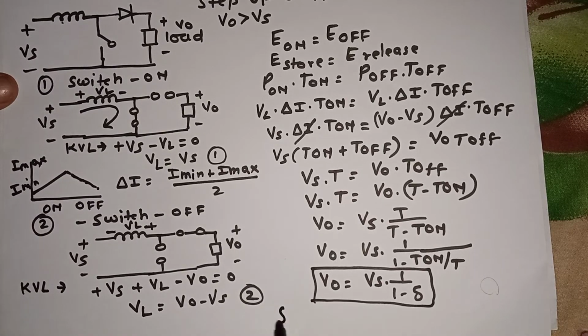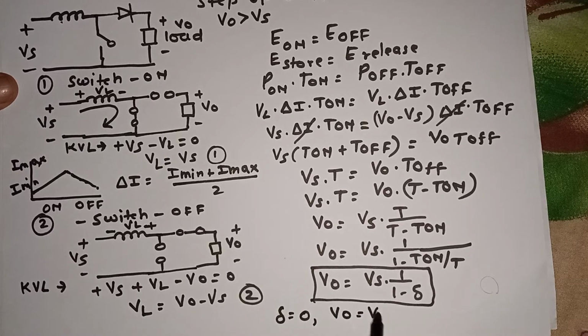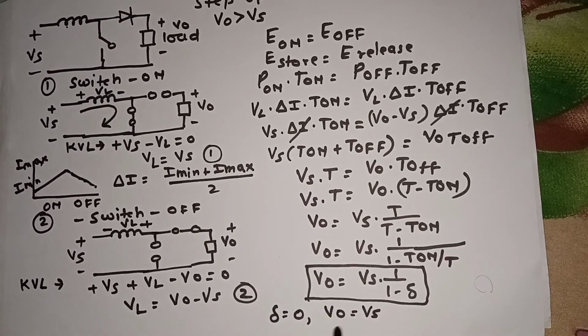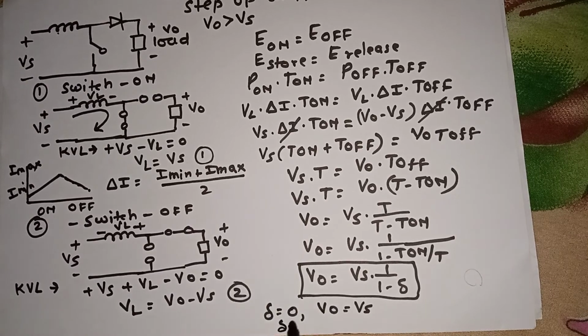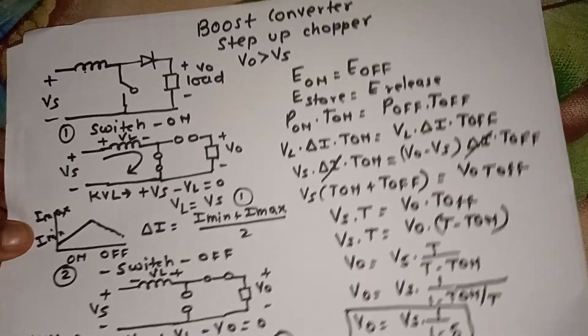When delta is equal to 0, VO is equal to Vs. As delta increases, VO will be more than Vs. So this is all about the boost converter.